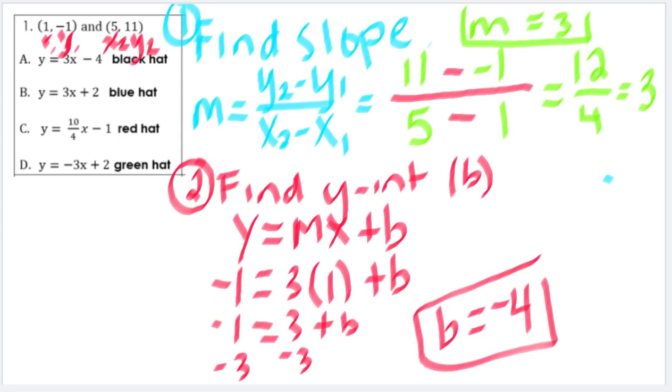Okay, now the next step is to just write the equation. So I'm going to take the y equals, and then I'm going to put 3x, because that's the slope I found, minus 4.